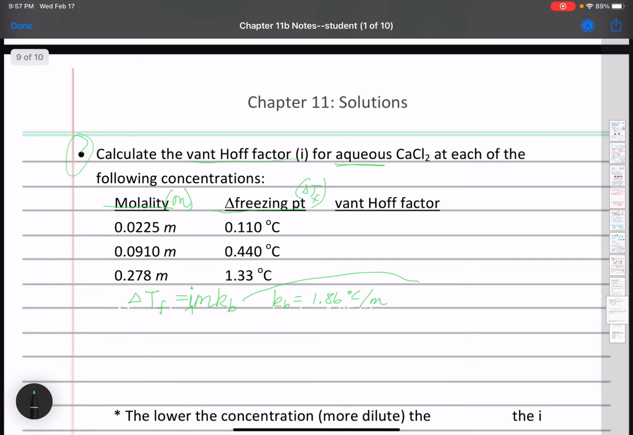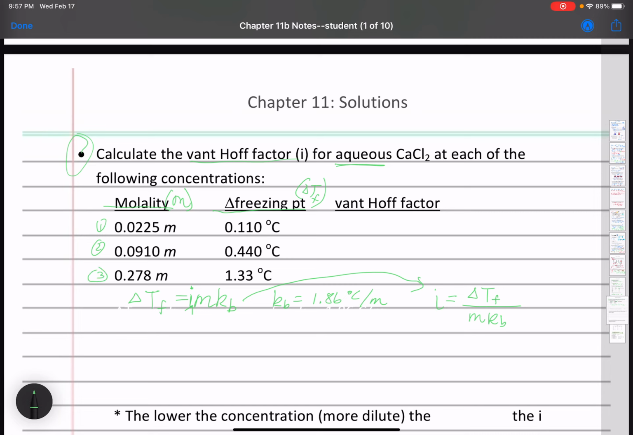We'll do it over here. Okay, this is me rearranging it so that I can solve for I. I'm using it this time to solve for the Van't Hoff factor. It's a variable that we can solve for. It's just another variable. So if I rearrange this equation to solve for I, it will look like this. So now I can figure out what the Van't Hoff factor is for each of these three different solutions.